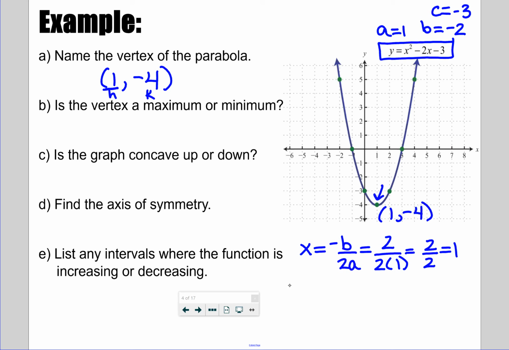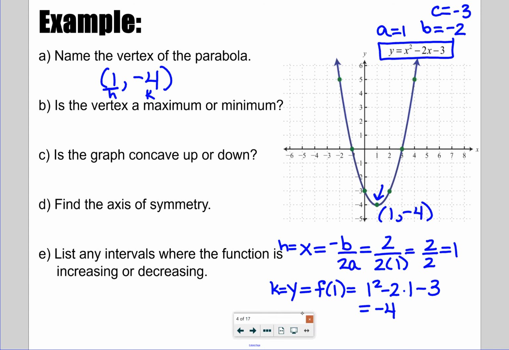If you want to find the y value that goes with that, you plug 1 into the function. So that would look like 1 squared minus 2 times 1 minus 3, which gives you -4. So that's how we use that -b over 2a formula. And again, the -b over 2a is giving me the h part of my vertex, or the x coordinate. And when we plug that number in, it's giving me the k, or the y coordinate of my vertex. Next, we want to know if it's a minimum or a maximum. Because we already said that that vertex is a low point, we're going to say that it's a minimum.